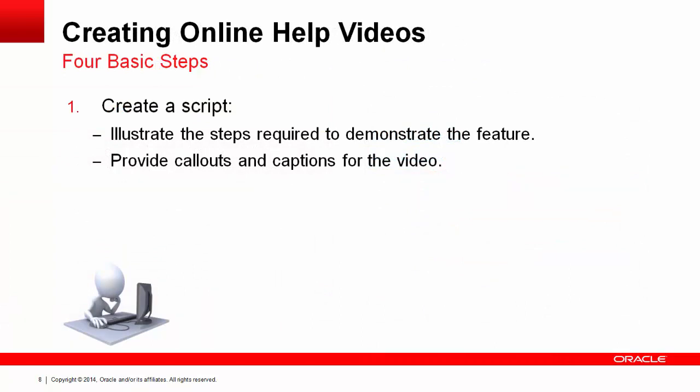There are 4 steps. The first most important step is you need to create a script. You need to create a document that illustrates all of the steps required to demonstrate your particular feature, step by step. You'll also want to make sure that you describe in detail the callouts and captions that you're going to add to your video. That process will take sometimes a week or two, sometimes a month.